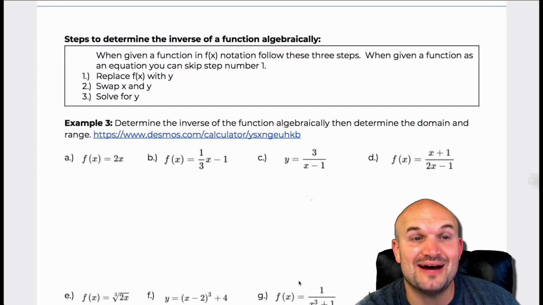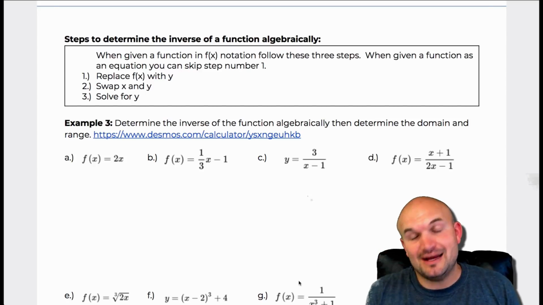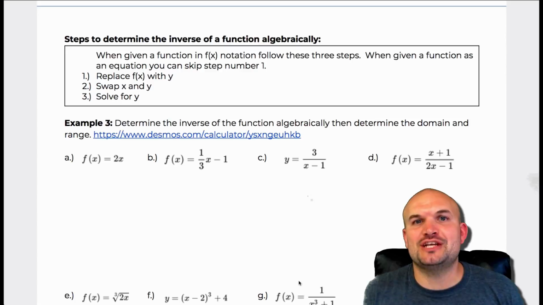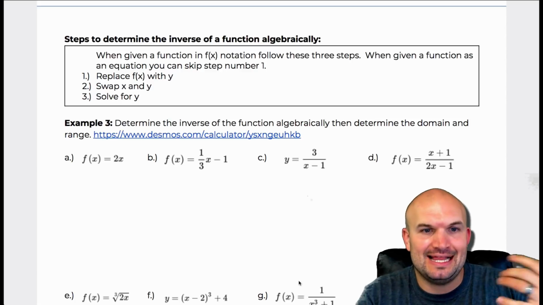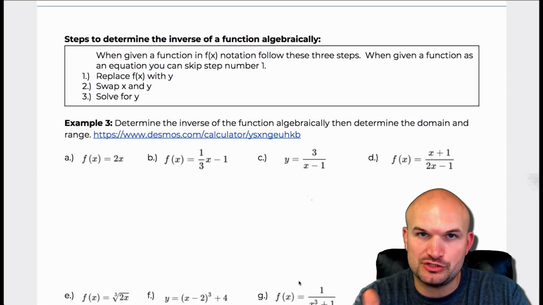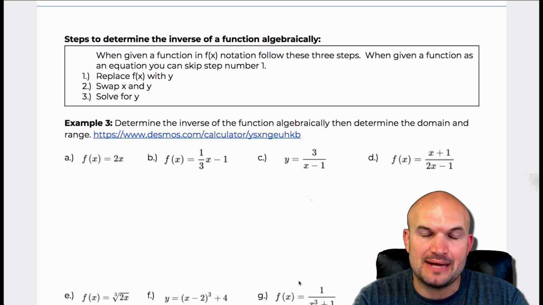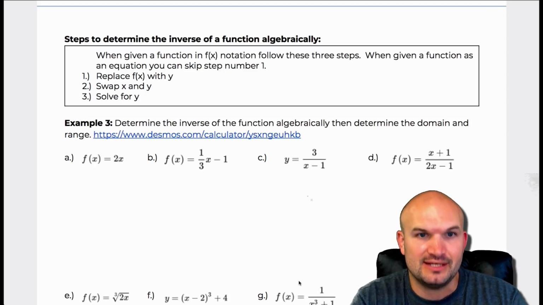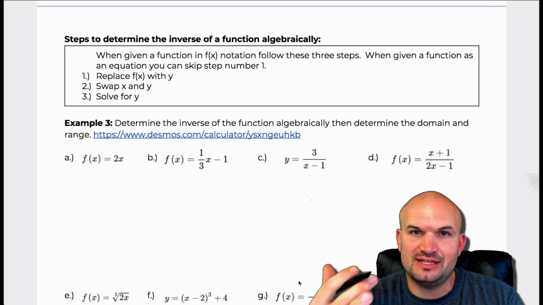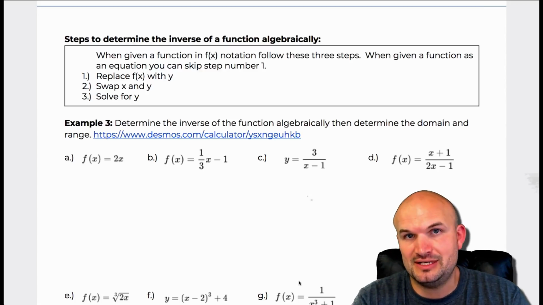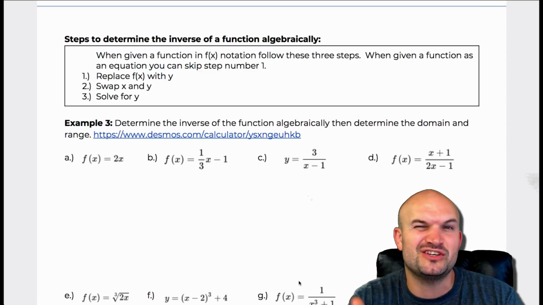Right, so now it's time to find the inverse of a function algebraically. And this one can sometimes get some students tripped up. So I wrote down the steps that you can follow. It's fairly basic, but obviously there's some algebra that takes place here that students have to remember, and that's where usually things get tripped up.